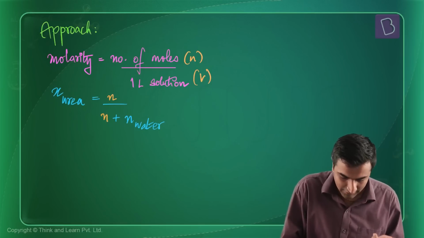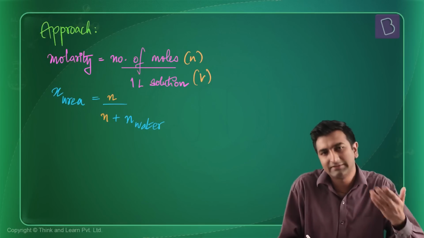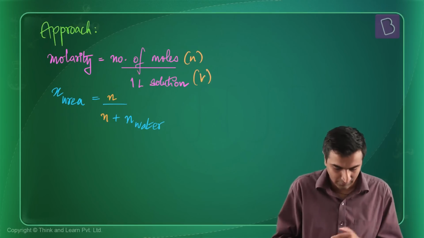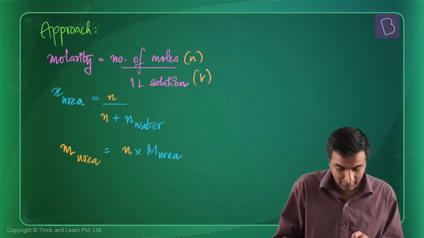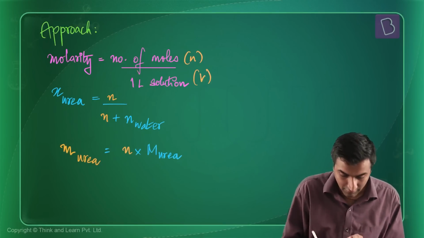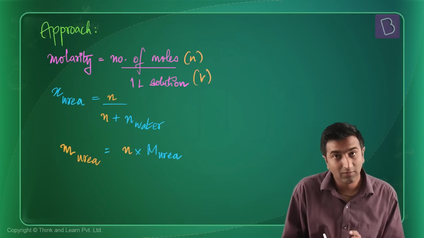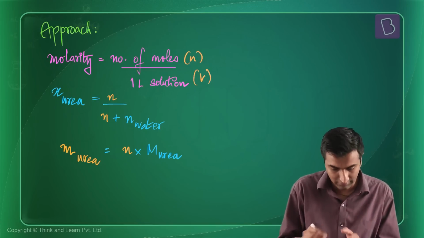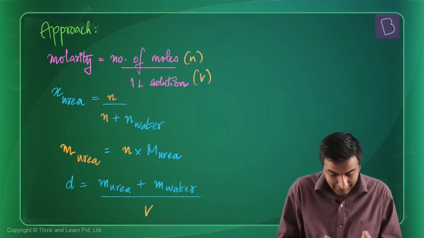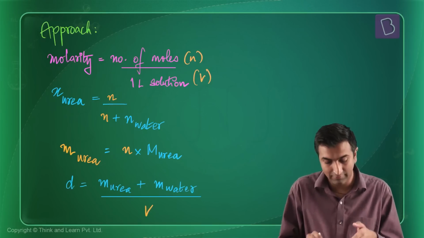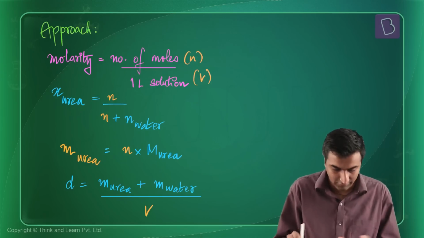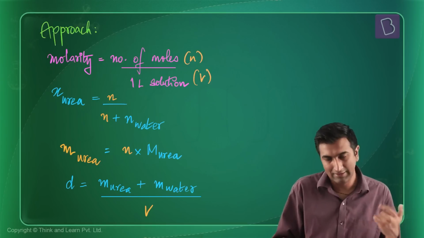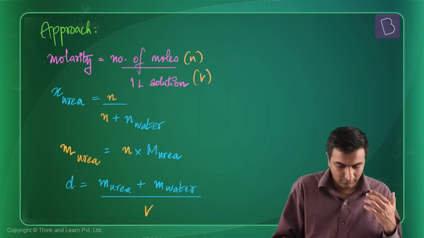Mole fraction of urea is going to be n of urea, let's take n to be the variable, divided by n plus n of water. These are the only 2 things in the solution. Now, the mass of urea is going to be equal to the number of moles of urea times the molar mass of urea. All the orange things are stuff that we need to find out. Density is then the mass of urea plus mass of water divided by the total volume. You need to find this volume also, because everything else is figured out. Once you have the volume, you divide n by V and you get the molarity. That's it. So let's get started.